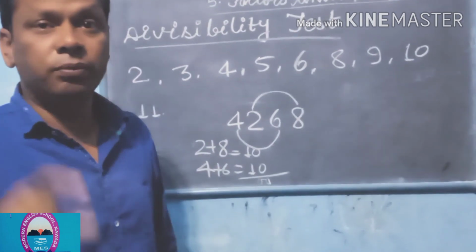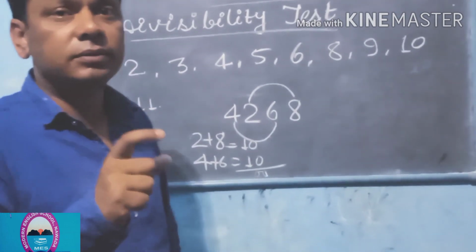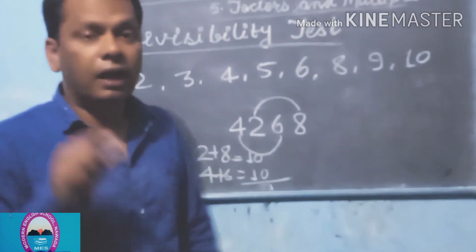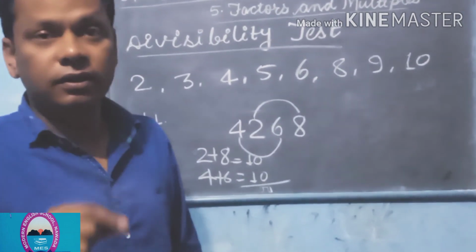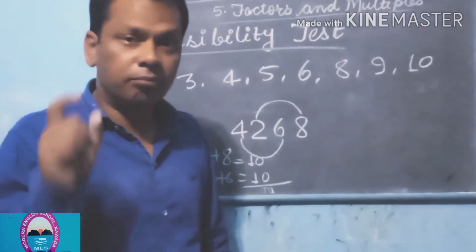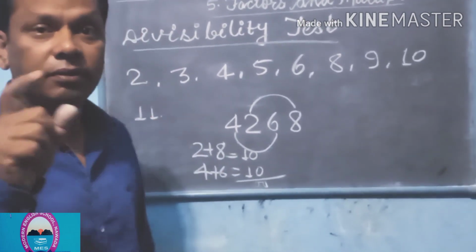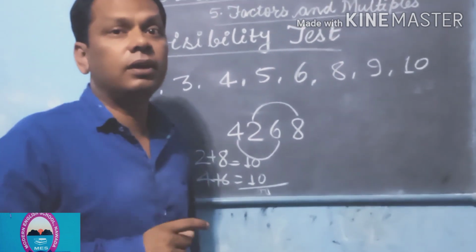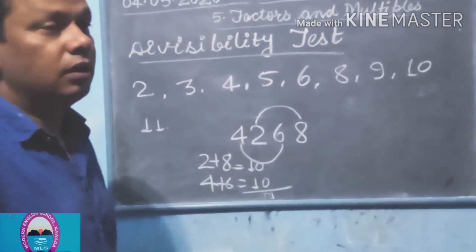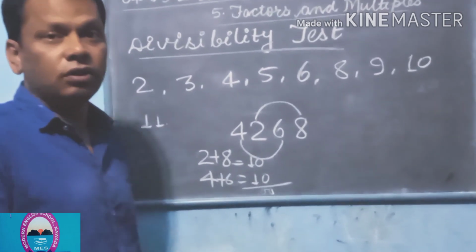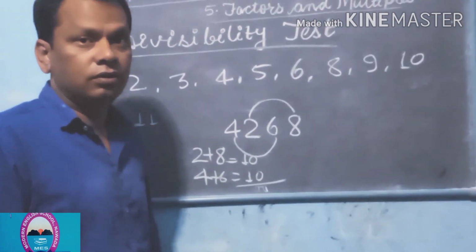For 12, a number which is divisible by both 4 and 3 is divisible by 12. For 15, any number which is divisible by both 5 and 3 is divisible by 15. Now we can discuss some questions of exercise 10.